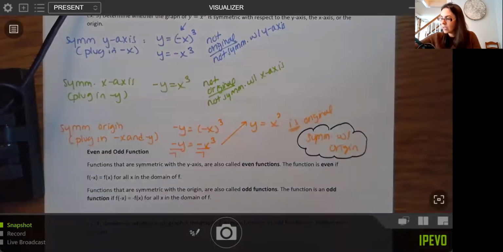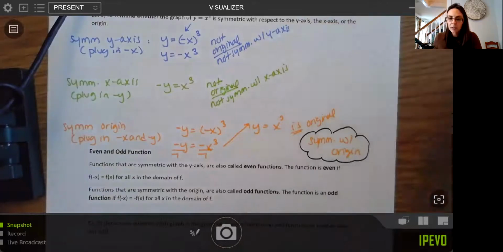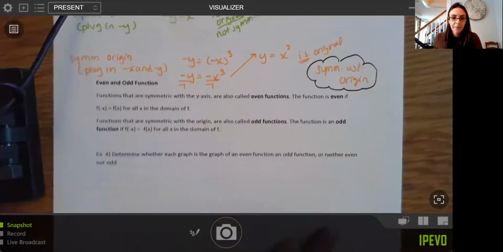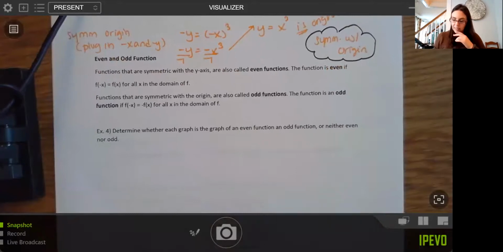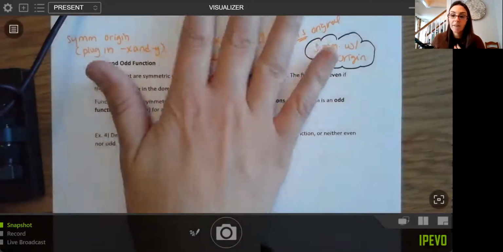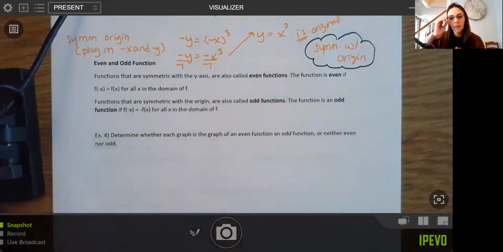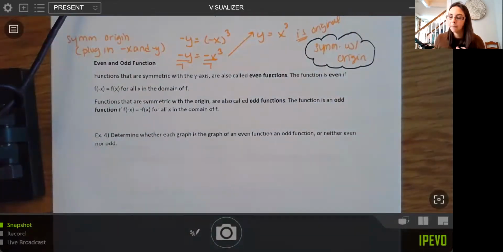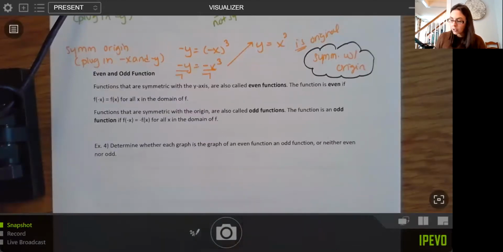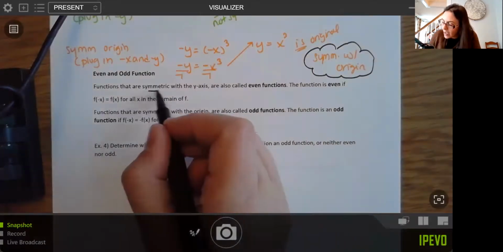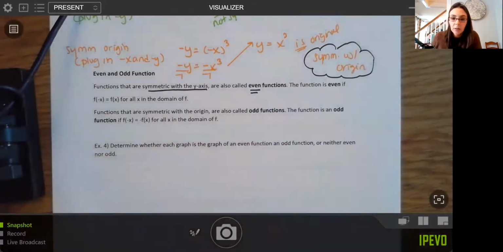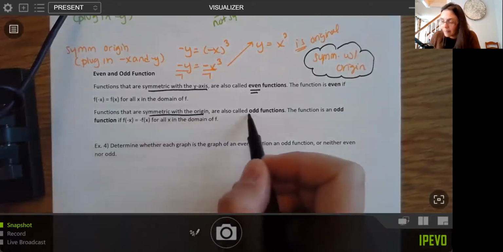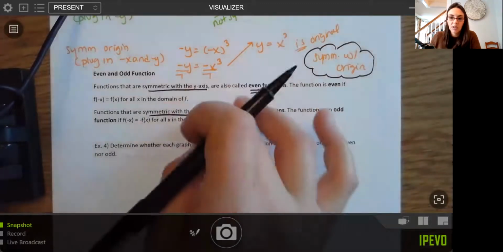Now, related to symmetry is the idea of even and odd functions. They really are almost the same thing. So I will say symmetry works for things that are not functions as well. The terms even and odd, we tend to only use with functions, but really the checks above work for any sort of equations, whether they're functions or not. For functions, if something is symmetric with the y-axis, we tend to say it is an even function. And if something is symmetric with the origin, we call it an odd function. So there's really nothing new there. It's just kind of a renaming.